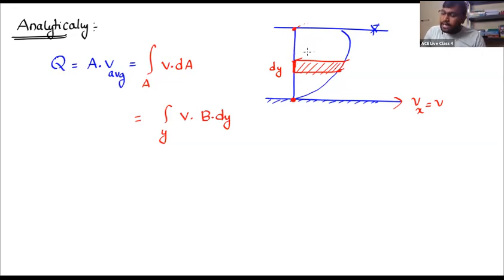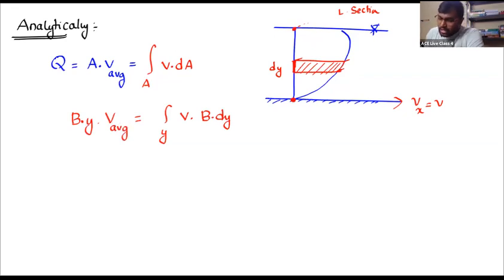See, perpendicular to this one, there is a width, right? This is what section? This is a longitudinal section. Yes or no? In the plan view, you can see the width. So integral of B into dy. And what is area? B into y, and that equals V average.